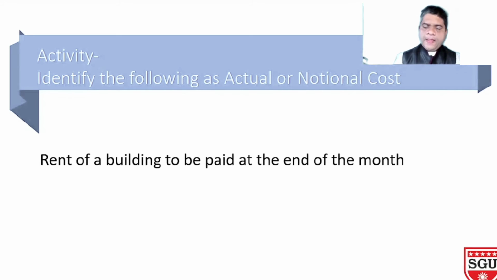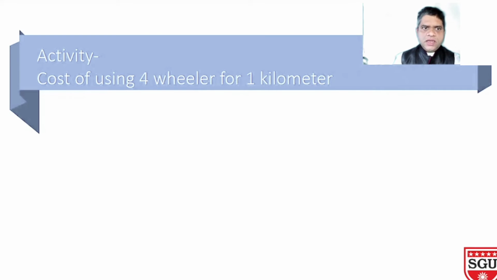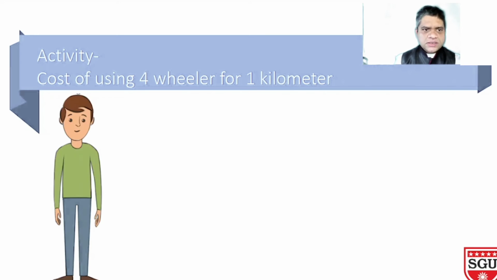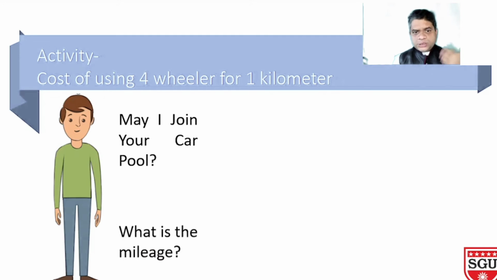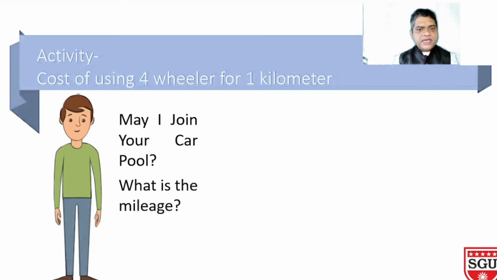Now, again I'll take a simple example. This example is related to the cost of using a four-wheeler for 1 kilometer. So there are two friends. Now this friend wants to join the carpool, so there are some questions in his mind. He's thinking, may I join your car? Then what is the mileage? And then how much do I need to pay?